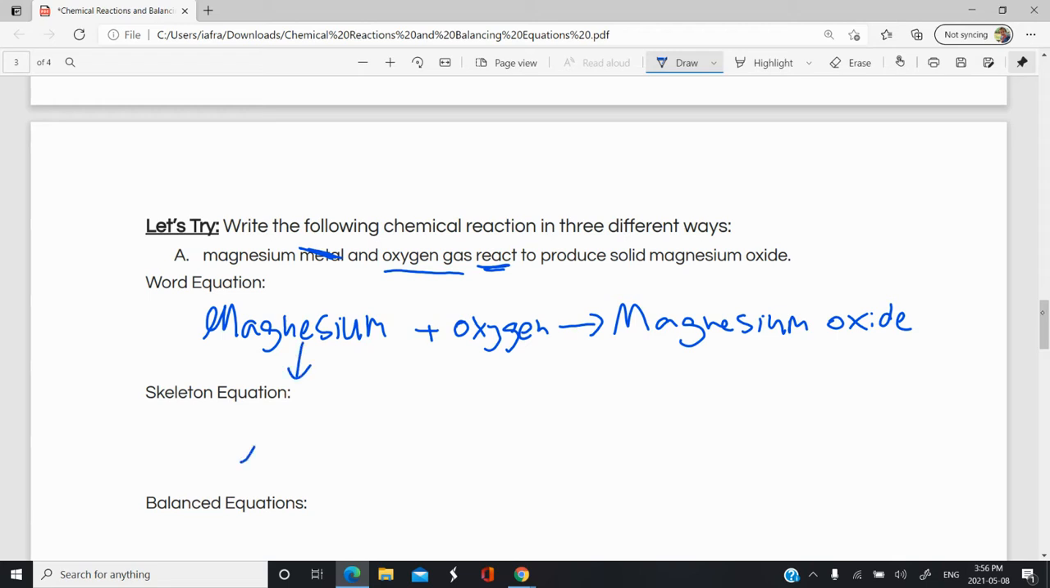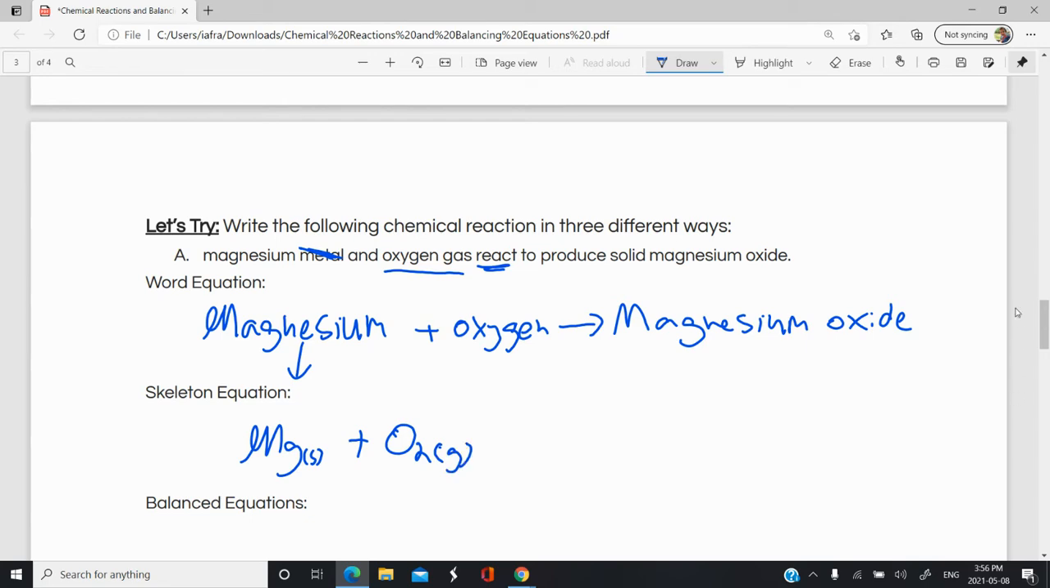So magnesium is Mg, and in our periodic table, it's a black font, so it's going to be solid. And then plus oxygen. Remember, oxygen is one of those Hofbrinkels, so we have to write it as O2, and oxygen in our periodic table is red font.